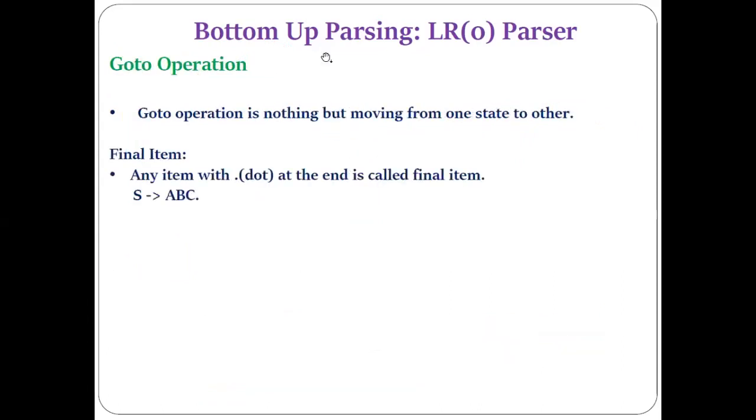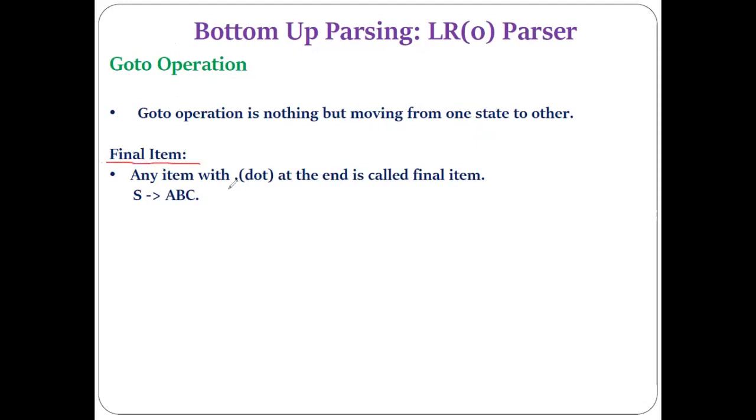Now, what is the goto operation? The goto operation is nothing but moving from one state to another state. We have to utilize both the closure operation and the goto operation when we are going to do the canonical collection of LR0 items. When we do the canonical collection of LR0 items, we apply these two operations: first the closure operation and then the goto operation. We will see that in the example.